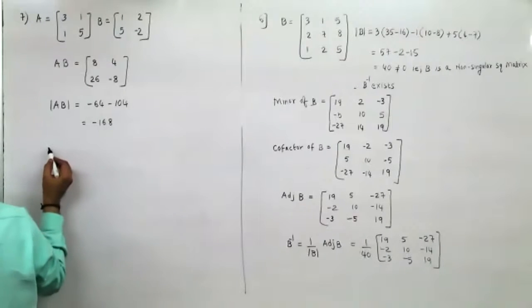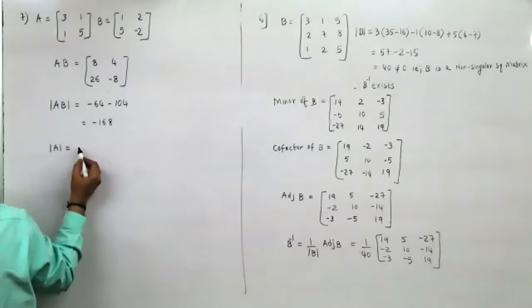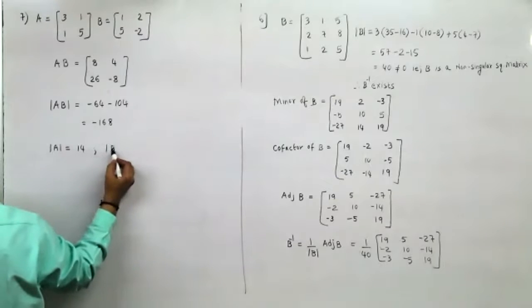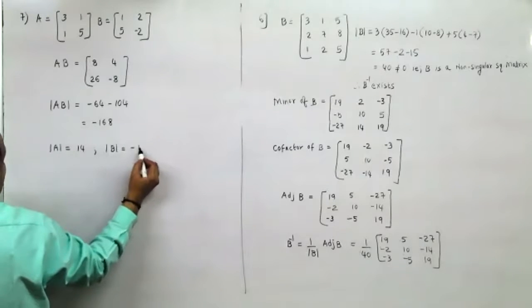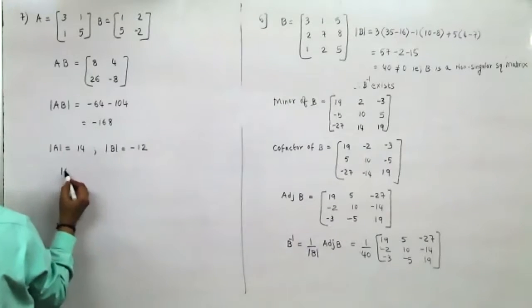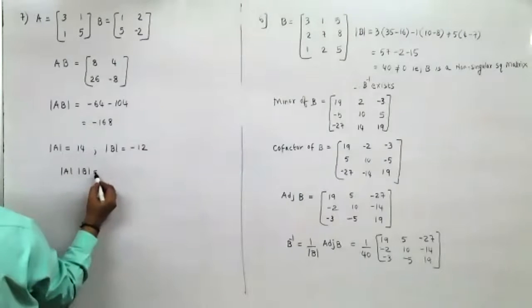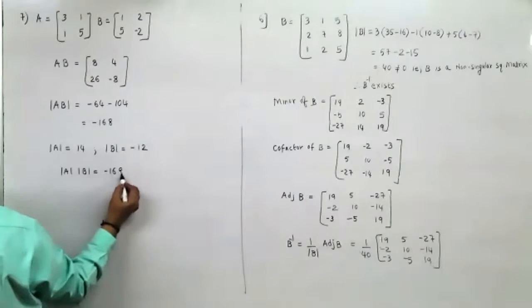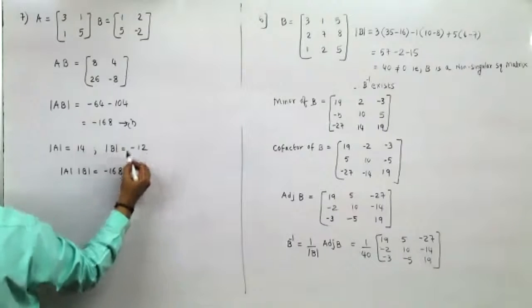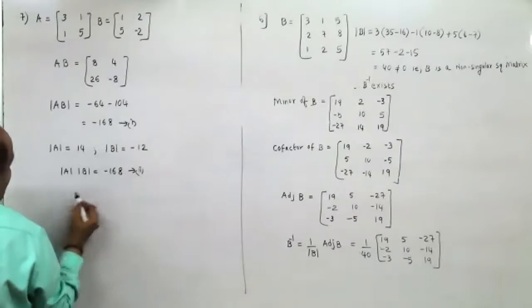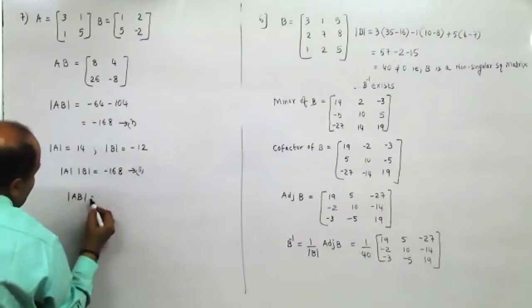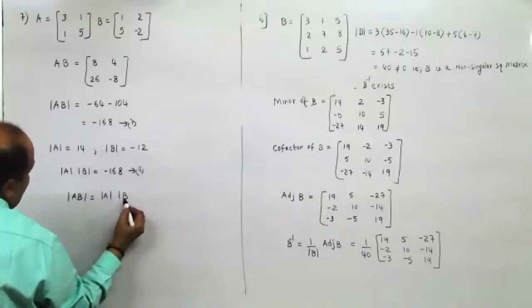Now what is determinant value of A? It is 3, 5, 15 minus 1. So it is 14. Determinant value of B is minus 2 minus 10, which is minus 12. What is determinant value of A into determinant value of B? It is 14 into minus 12, that is minus 168. So from these two, I can say that determinant value of AB is the same as determinant value of A into determinant value of B.